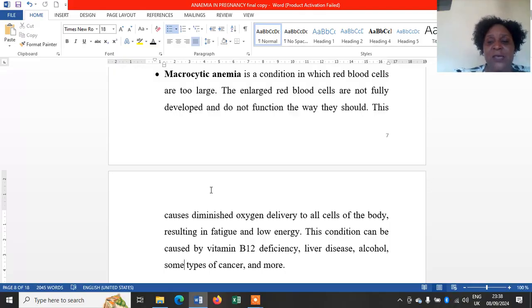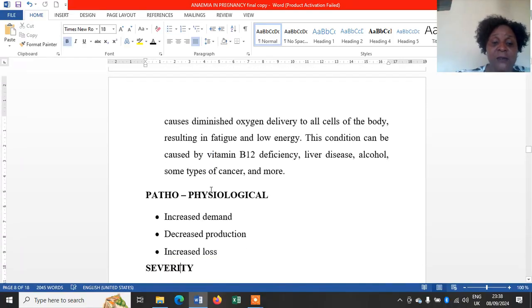So when a mother is having a condition which is depriving vitamin B12 from the body, the cells will look big. That is what we call macrocytic. And because they are too large, they may not function in their expected way.